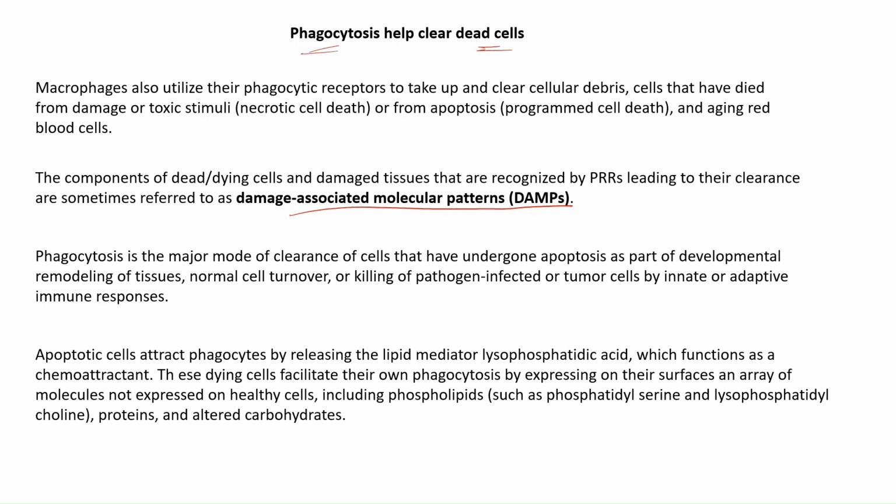So how does it distinguish the healthy cells of our body from the damaged cells? By the patterns on the damaged cell, which are known as damage associated molecular patterns. Because of this pattern, they recognize the damaged cells of our body, and that's how they engulf and clear the damaged cell from the body.